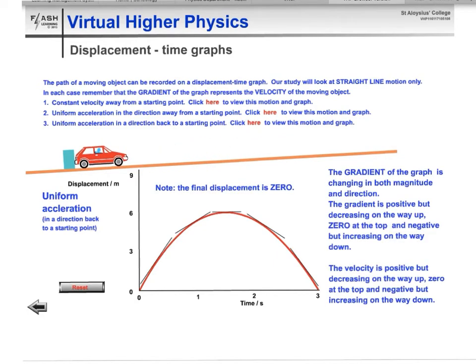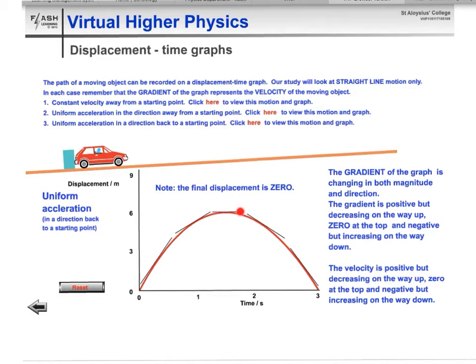So that's quite difficult to understand what's going on there. So again, what you need to do is look at the gradient on the displacement time graph. You're seeing that the gradient starts off with a positive value. That's when it was given a push up the ramp, but then that gradient begins to decrease, and it actually tends towards 0 at the top here.